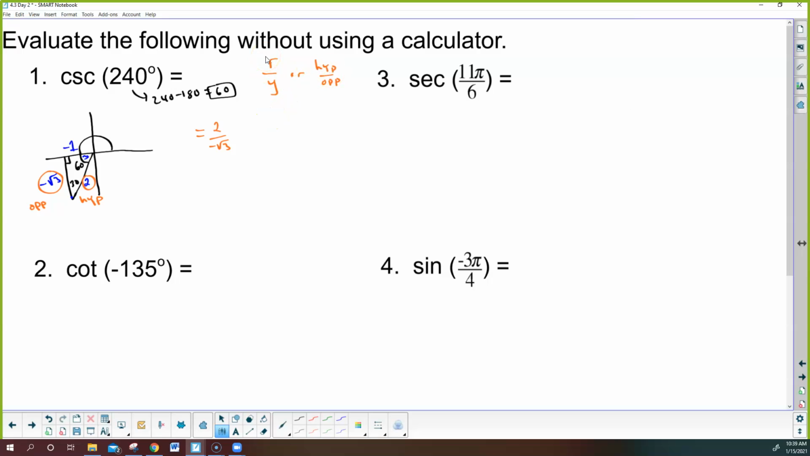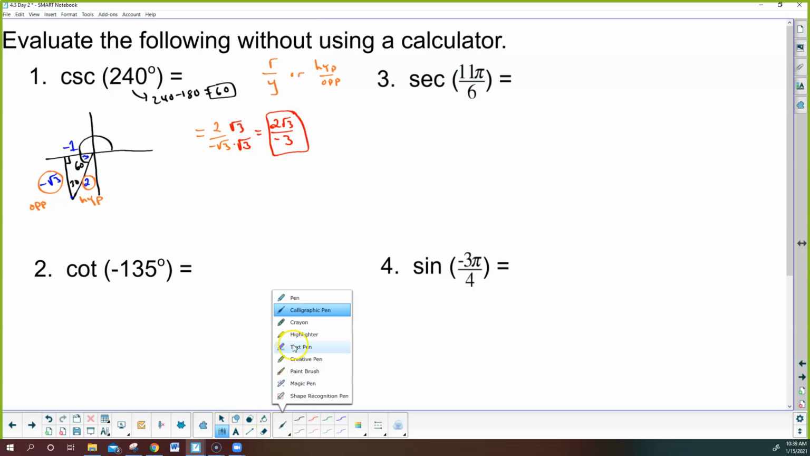I'm going to go back and forth on those because I personally like this way, but I can see when this is beneficial. So regardless, it's 2 over the square root of 3, but we don't like that square root of 3 in the bottom. I'm going to rationalize it. And there's the final answer.